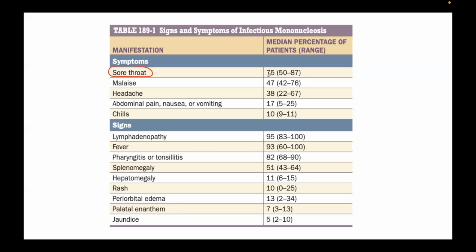Okay, look at this. Next, what is the most common sign? What is the most common sign? Okay, very good. It's lymphadenopathy, followed by fever and pharyngitis or tonsillitis. Now, tip, memorize these three. Okay, so we're winding down.